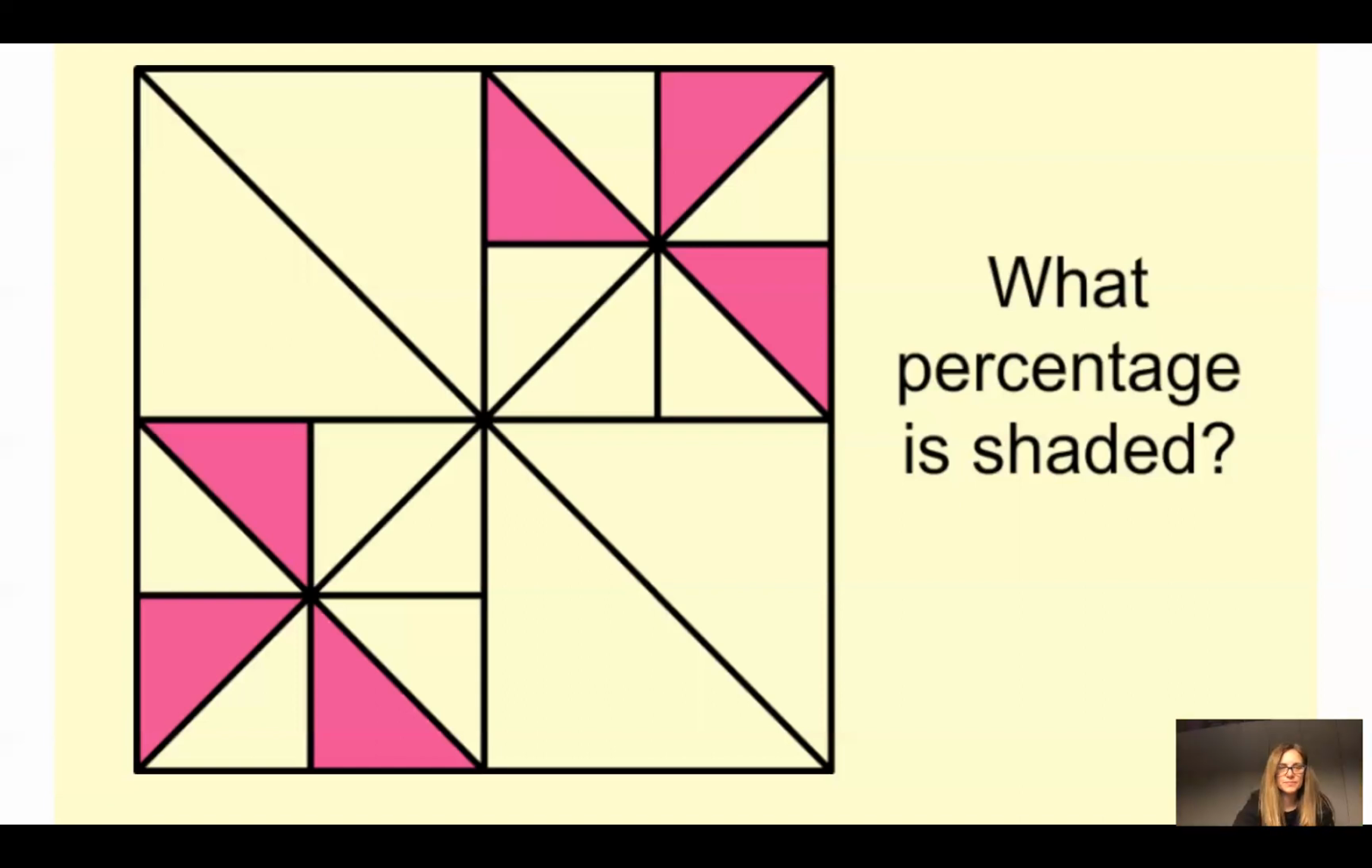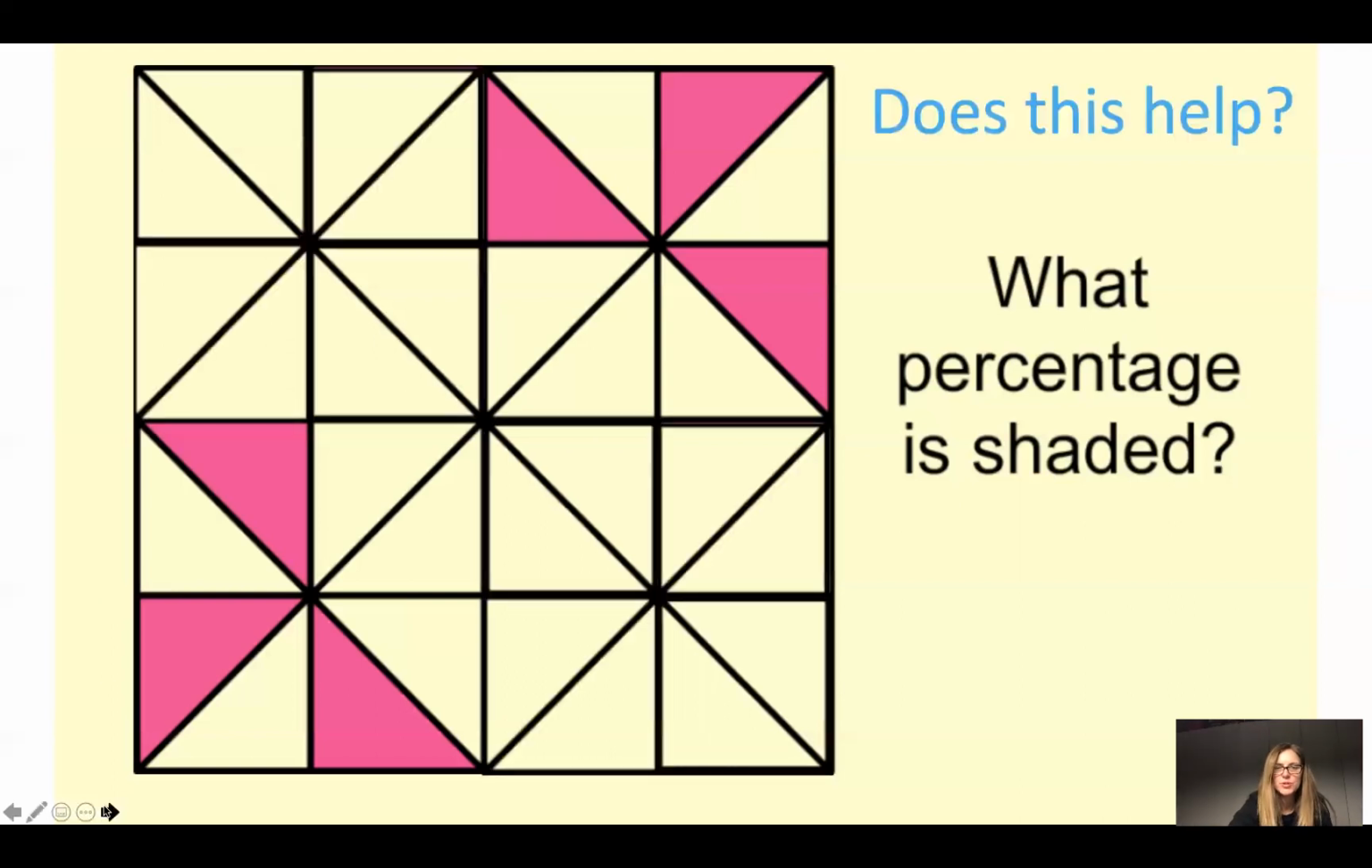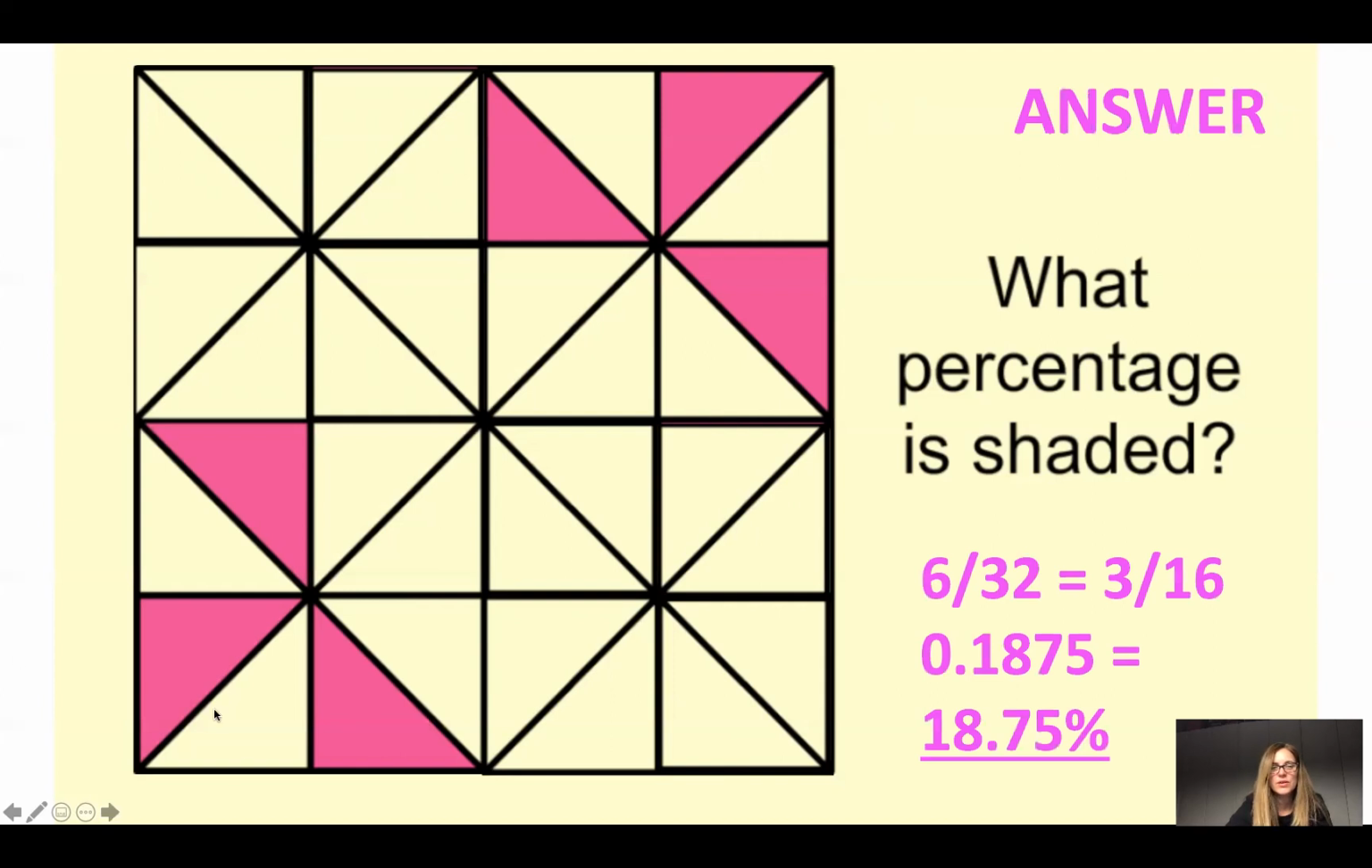Okay, time's up. Let's take a look at the solution. I've helped you out a little bit here. If that helps and you want a little bit more time, then by all means do pause it for a moment longer. See if you can now work it out. Hopefully you can see that you've now got 6 triangles shaded out of 16 in total. Out of 32 in total, which you can simplify down to 3/16, which is 18.75%.